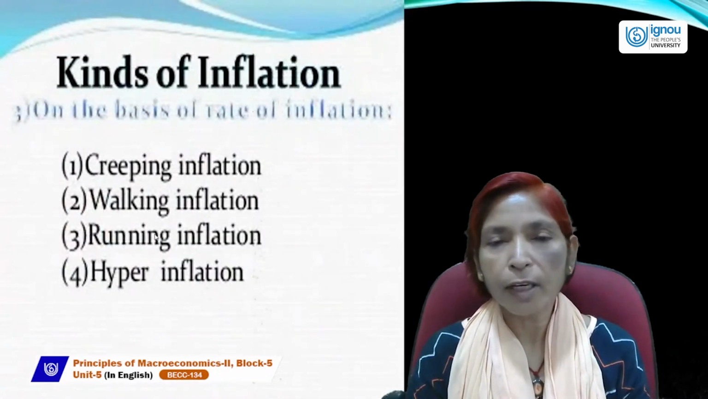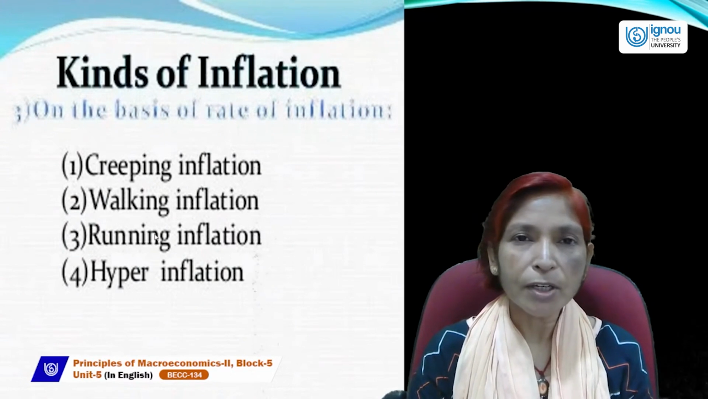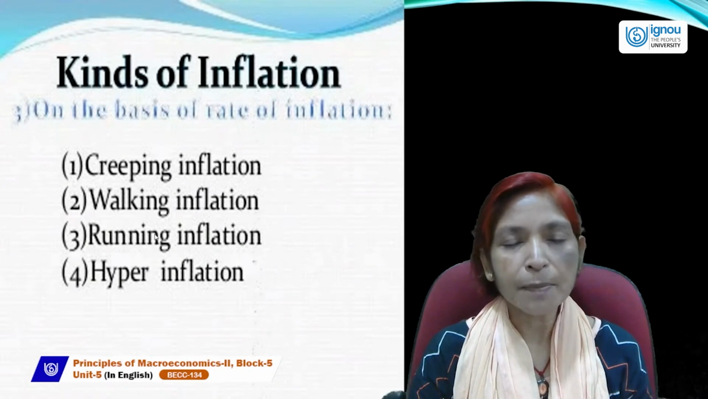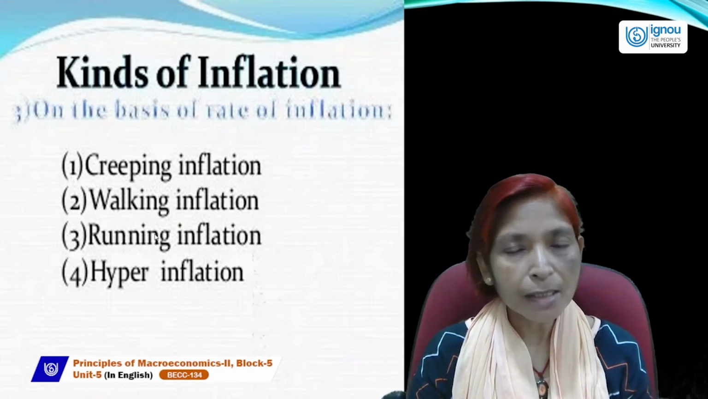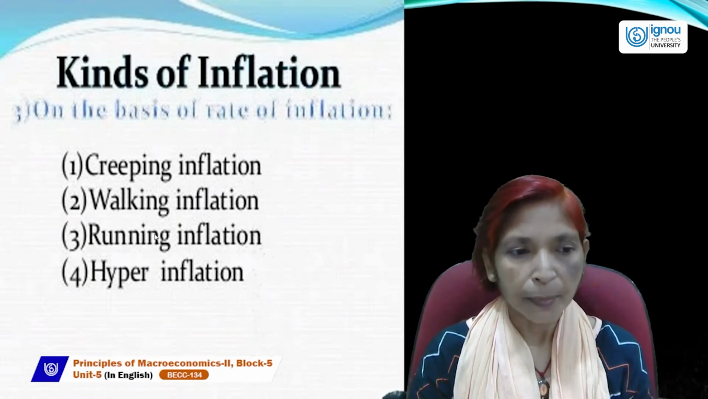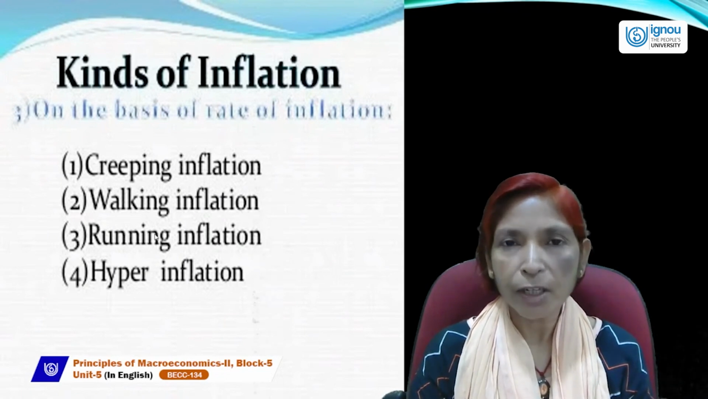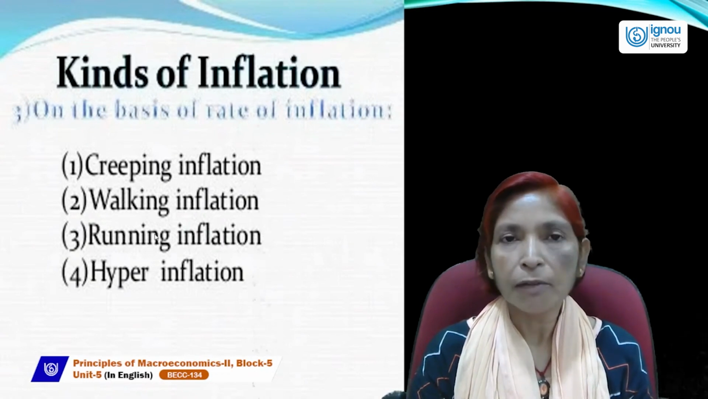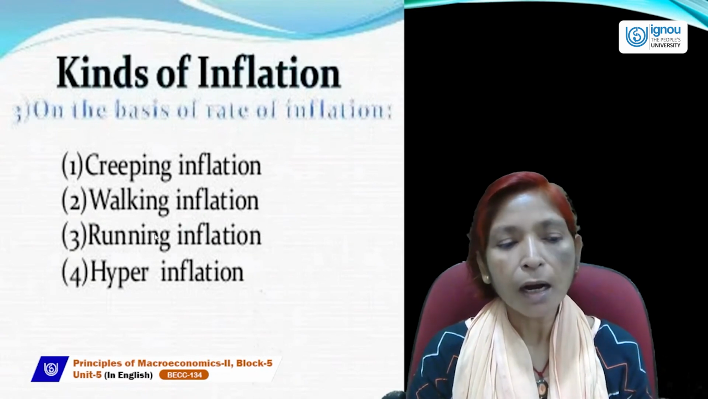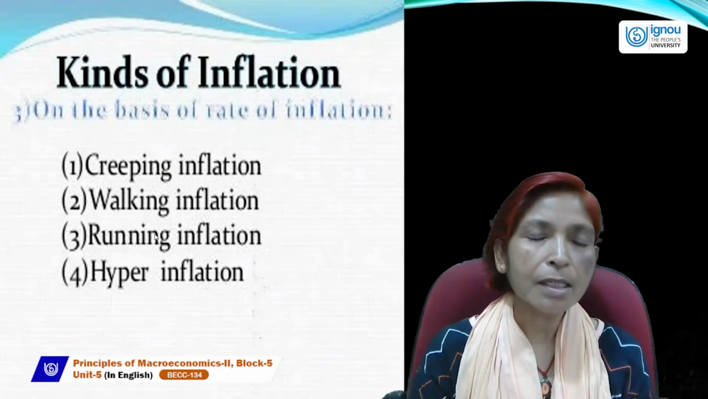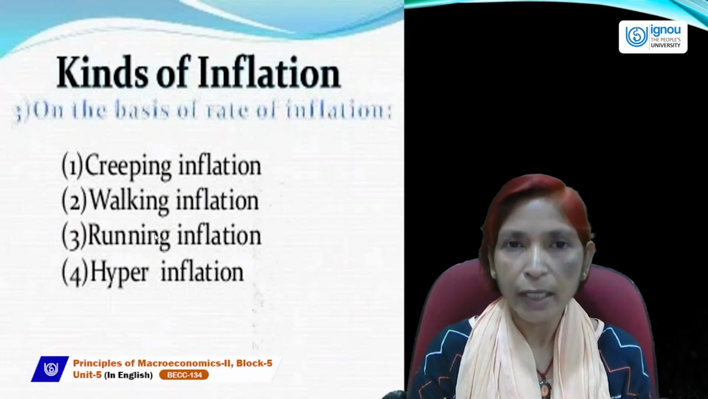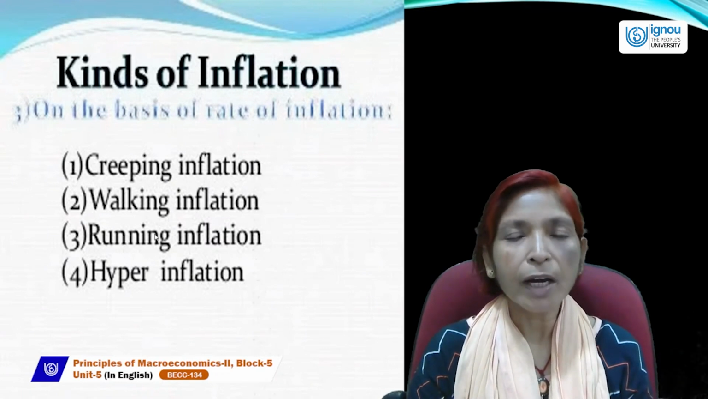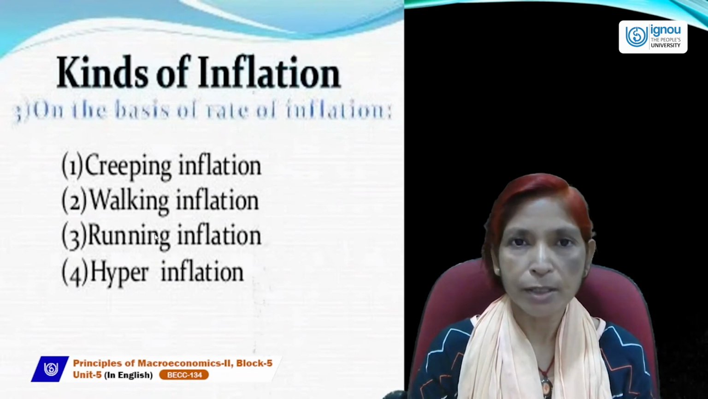Next is kinds of inflation. Kinds of inflation are also known as types of inflation. The various types of inflation are: number one is creeping inflation, second is walking inflation, third is running or galloping inflation, and fourth is hyperinflation. These are also known as inflation rate. We can describe all these kinds of inflation with the help of the inflation rate.